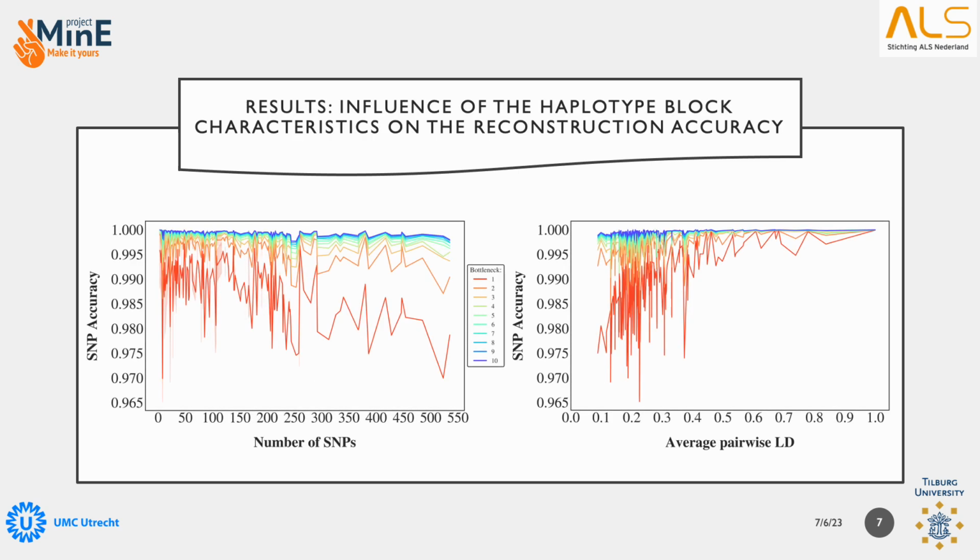Then, the relationship between the block size and the SNP accuracy is affected under different scales of compression. On the left, the more rigorous the compression becomes, the less robust the SNP accuracy is to increasing block sizes. Furthermore, the internal genetic variation of the blocks can be quantified using the average pairwise linkage disequilibrium. On the right, we see that the positive correlation between the accuracy and the average pairwise LD gradually becomes weaker as the bottleneck size increases.